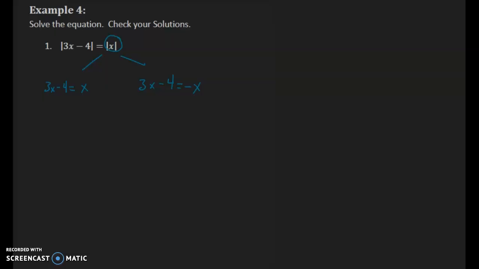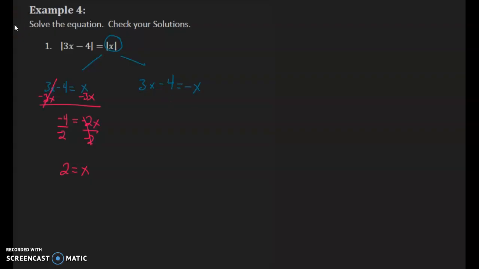From there, you solve it just like you would a multi-step equation, where we try to get the variables on the same side and isolate the variable. So we're going to go ahead and subtract the 3x to move it over. So I have negative 4 equals x minus 3x is negative 2x. Now I'll divide by negative 2. Negative 4 divided by negative 2 is positive 2. So one of my solutions potentially is 2.